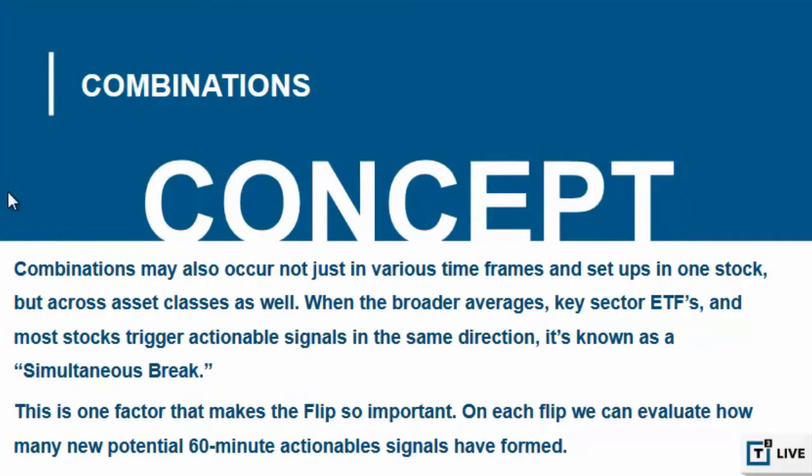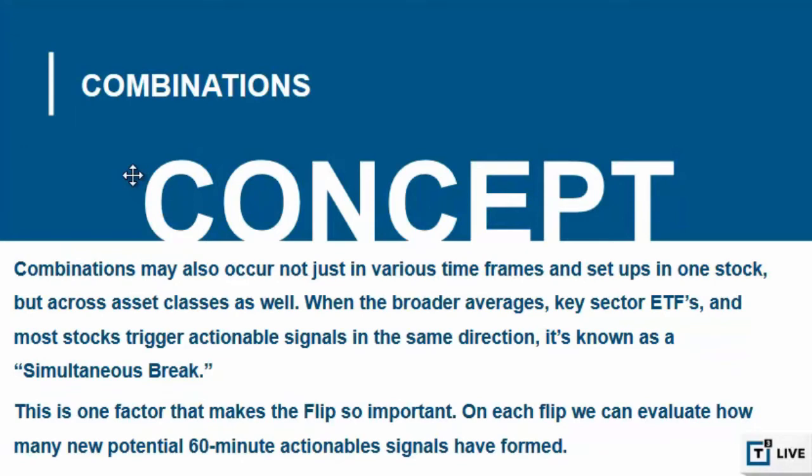Combinations may also occur not just in various time frames and setups in one stock, but across asset classes as well. When the broader averages, key sector ETFs, and most stocks trigger actionable signals in the same direction, it's known as a simultaneous break. This is one factor that makes the flip so important. On each flip, we can evaluate how many new potential 60-minute actionable signals have formed.